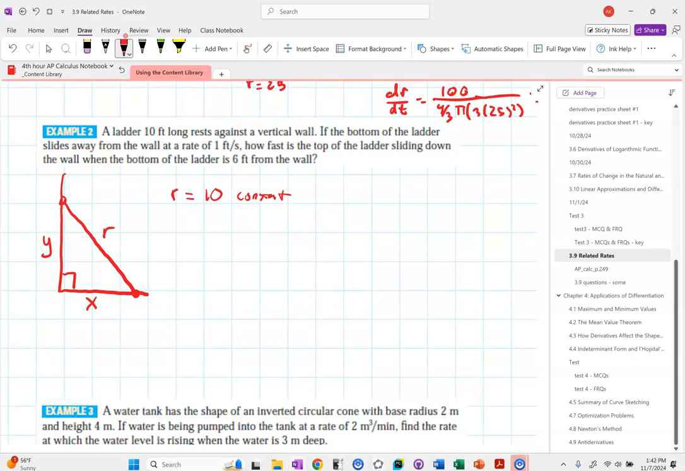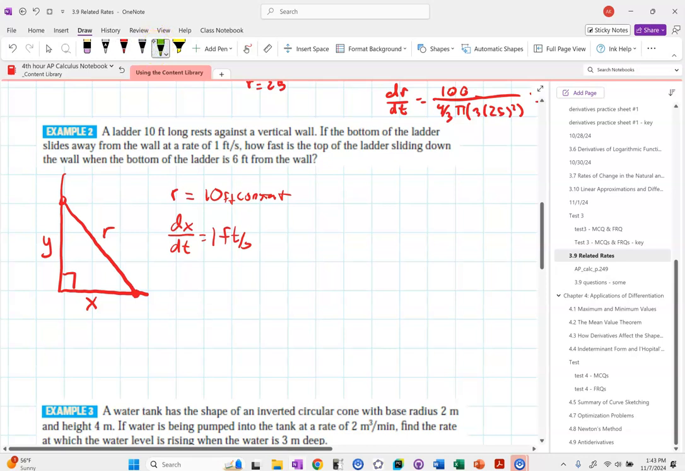Okay. It says if the bottom of the ladder slides away from the wall at a rate of 1 foot per second, what is that telling us? dx/dt is 1. Now, how did you know it was positive? Great, because x is getting bigger as this thing slides away, right? It's going in that direction. So x is increasing, so dx/dt needs to be positive. Everybody's okay with that?